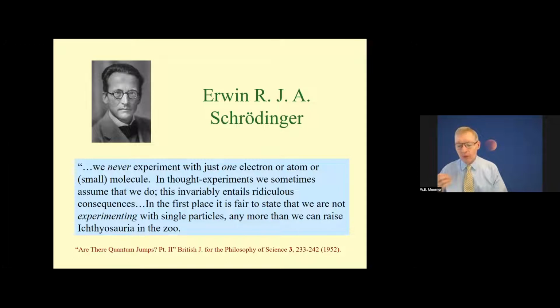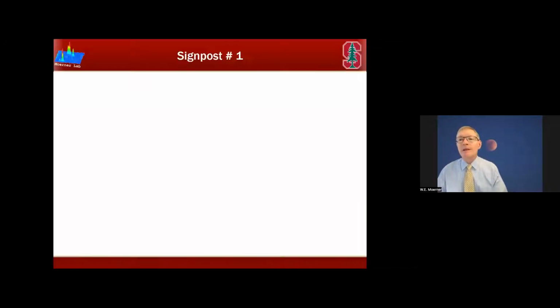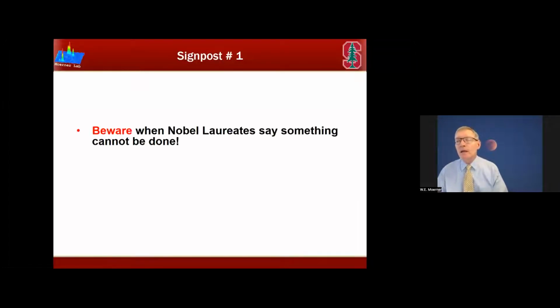So this is one of my first messages to you today. I'm going to give you several important signposts. The signpost here is number one, beware when Nobel laureates say something cannot be done. So in fact, when this happens, it's often a challenge to other scientists to say, okay, we're going to prove that Nobel laureate is wrong. And in fact, Nobel laureates can be wrong. I can be wrong and have been. So that's the first thing I'd like for you to remember today.